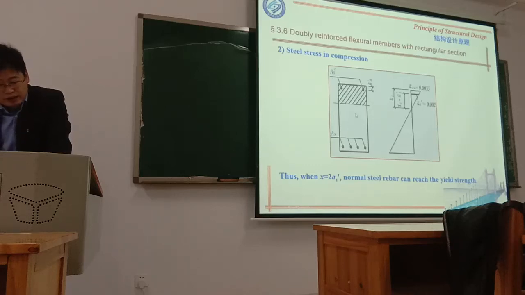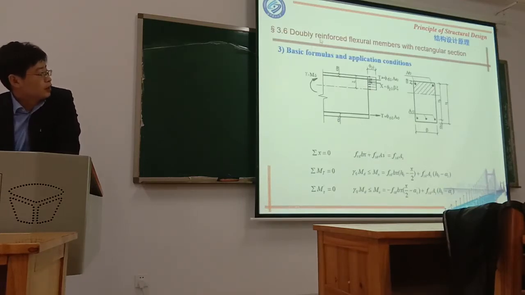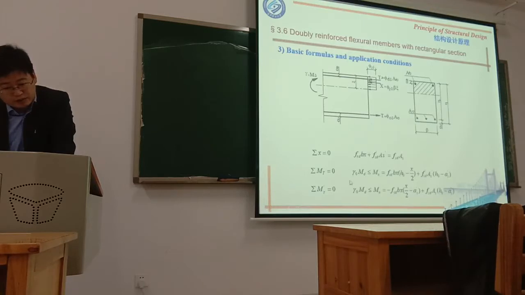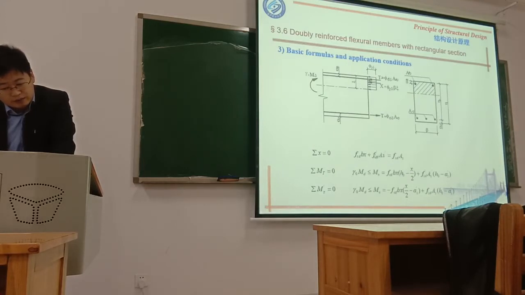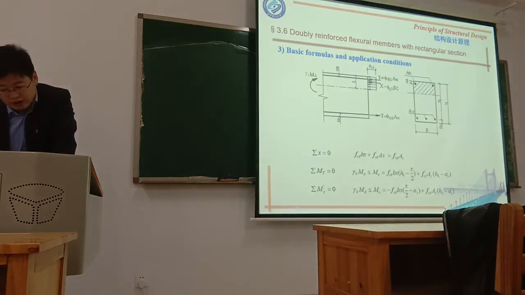That means it's the double reinforcement. For the double reinforced member, the basic formula is similar to the single reinforced member. The only difference is to add this part, FSD prime, AS prime, and all inputs in these three equations we all found with D, AS, or capital AS, or AS prime.